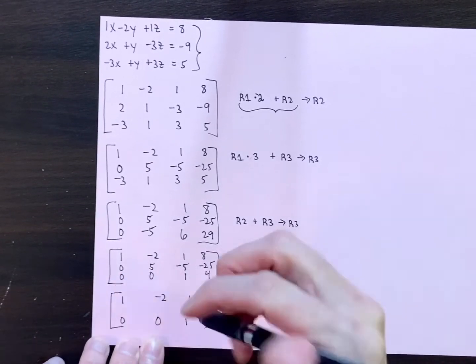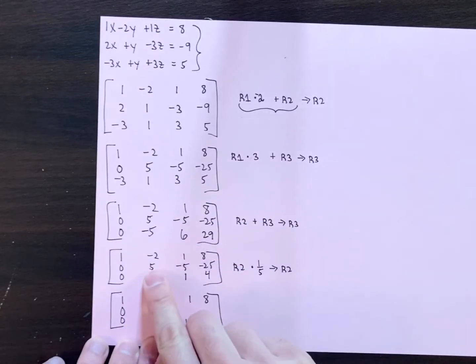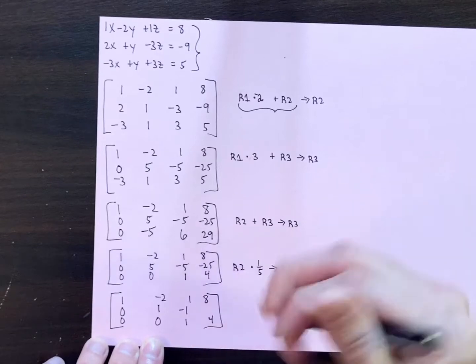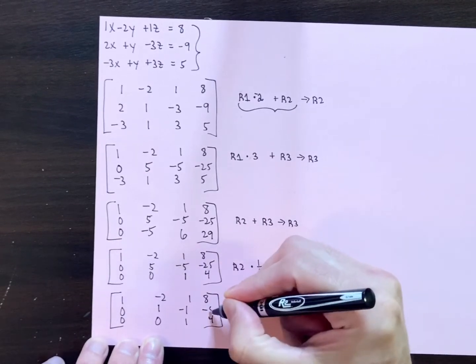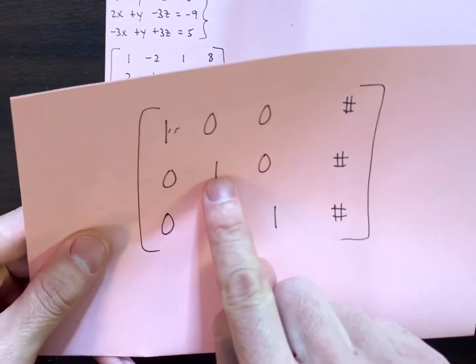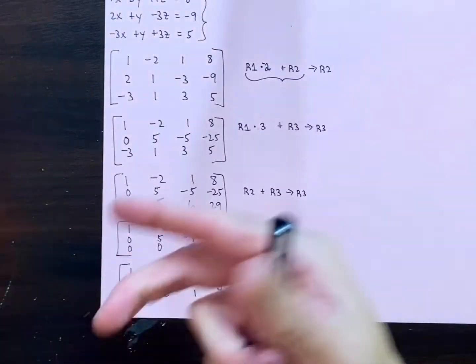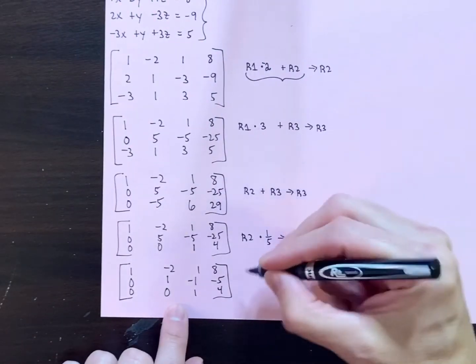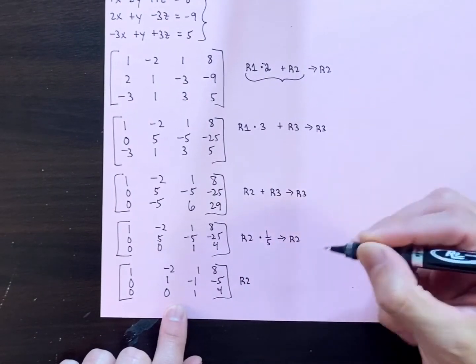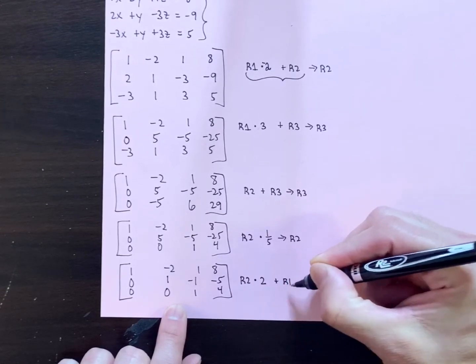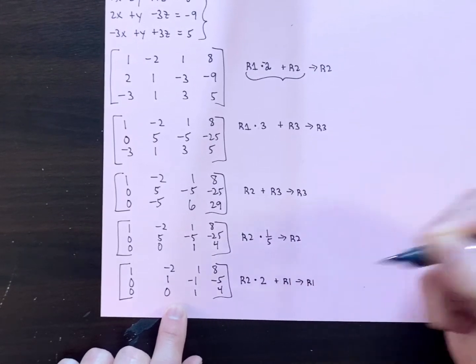If I multiply that by 1/5, still 0. Multiply by 1/5, 1. 1/5, -1. 1/5, -5. That was really good because now I have that 1 right there, which is right here. So what's next? Now I need a 0 above it. To do that, I can take row 2, multiply it by 2, and add it to row 1 to get the new row 1.